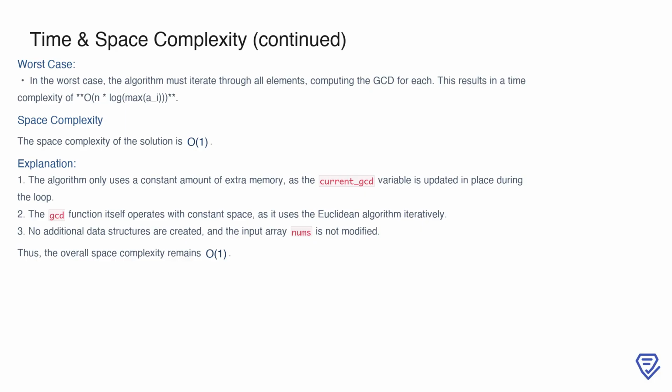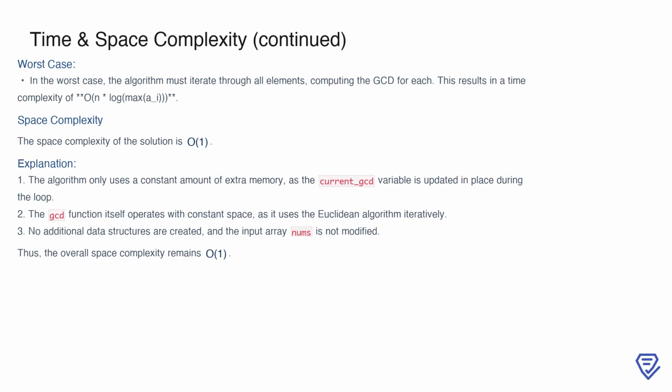Now, turning our attention to space complexity, the solution is highly efficient in this regard. The space complexity is O(1), because the algorithm only uses a constant amount of extra memory. Specifically, the current_GCD variable, which stores the running GCD of the array elements, is updated in place during the loop. Additionally, the GCD function itself operates iteratively using the Euclidean algorithm, which does not require any extra memory.